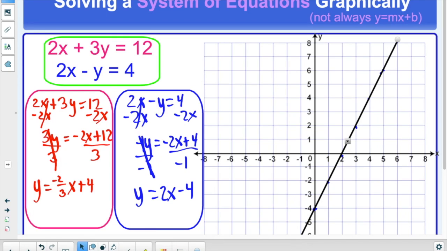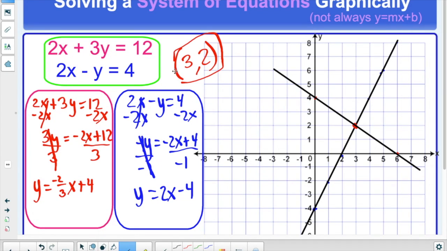And I'm going to graph the red line as well. So that one's starting at positive 4, and it's going down 2 over 3. Down 2 over 3. So that would be the intersection point. So right here is going to be our solution. So our solution is going to be that point 3, 2. That's going to be the solution for this system.